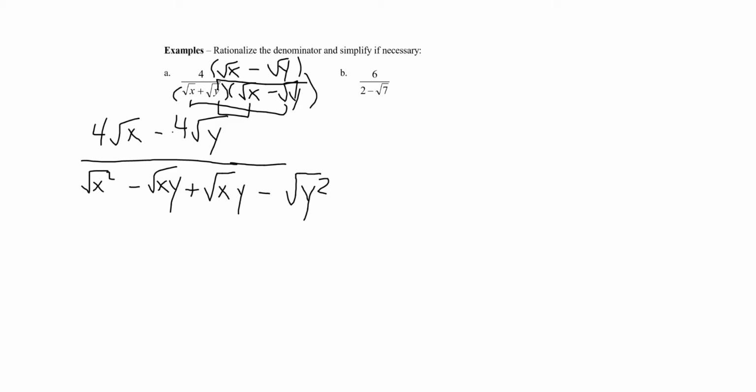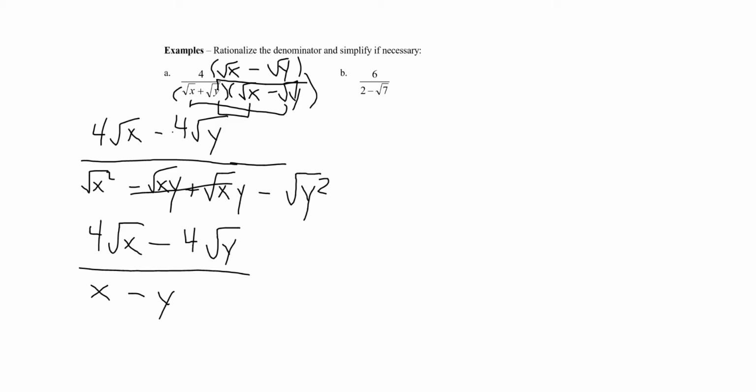Then we want to simplify. On the top, there's really nothing we can do other than just rewrite it, because they're not like terms, we can't combine them. On the bottom, the square root of x squared is x. Now, if you look at the middle two terms, it's a negative square root xy and a positive square root xy. So they cancel each other out. They equal 0. So we don't have to worry about those. And then minus the square root of y squared is y. And if you notice, our denominator no longer has any radicals, so we are done with that problem. We can't simplify any further.